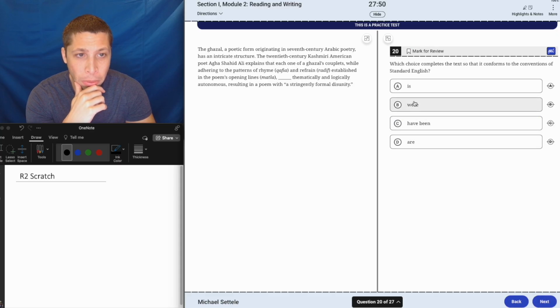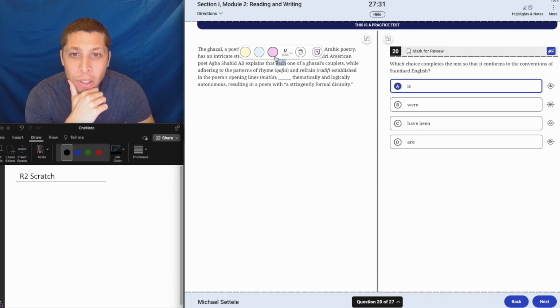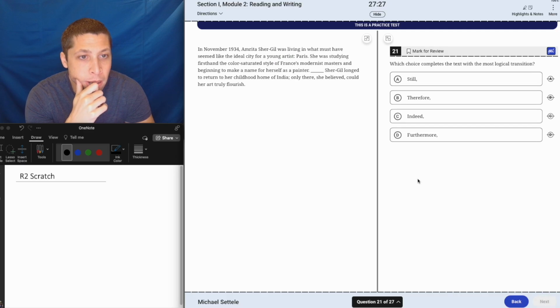Singular, plural, plural, plural, so it's probably this. The 20th century Kashmiri American poet, whatever, explains that each of a ghazal's couplets, while adhering to the patterns of rhyme and refrain established in the poem's opening lines, is thematically and logically autonomous. So each one is, yeah. Okay.